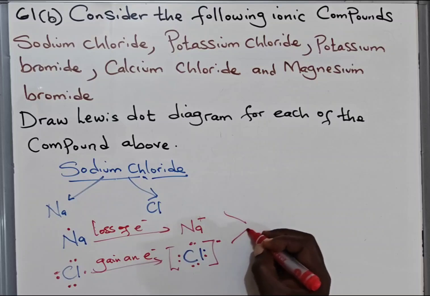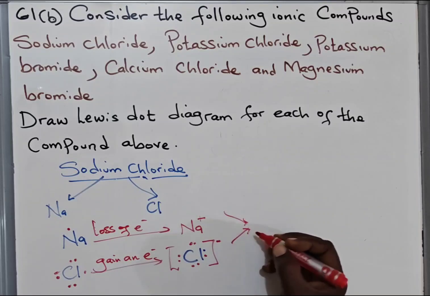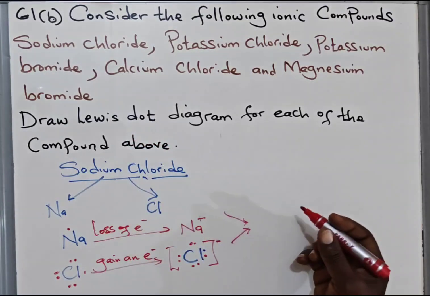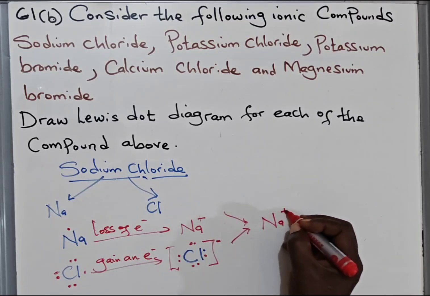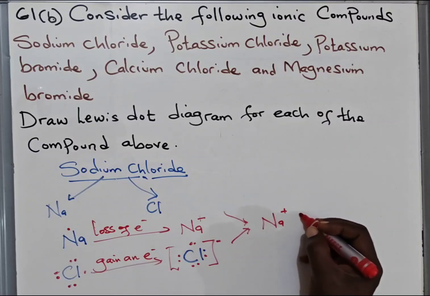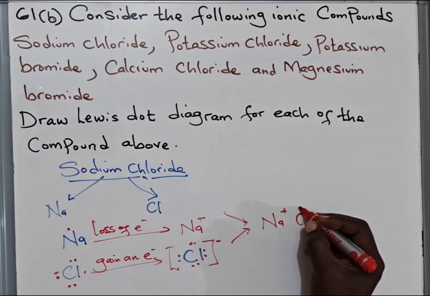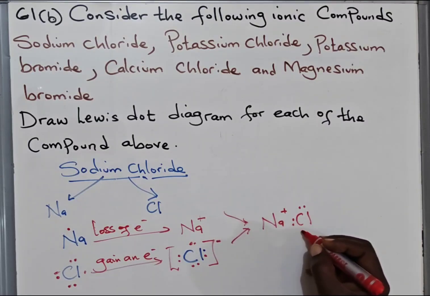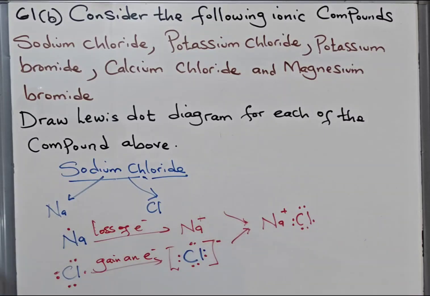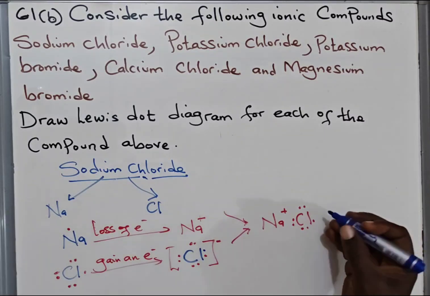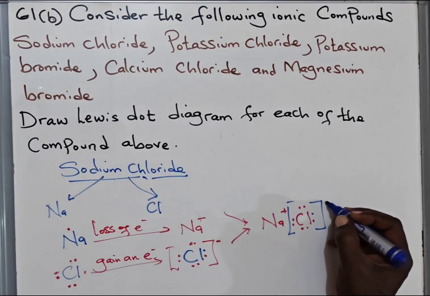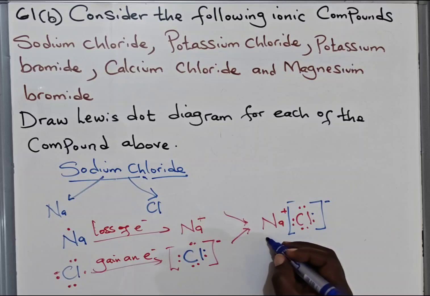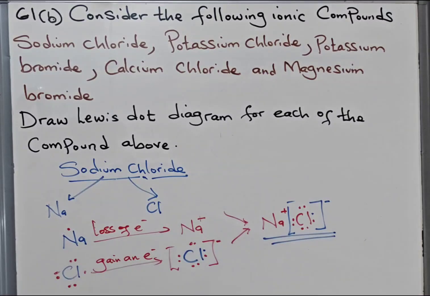So in combining these two, what are you going to get? We are going to have our Lewis dot diagram of the sodium chloride as Na plus, then chlorine with its 8 electrons now, and a bracket around this one, and a negative here. So what we have here is the Lewis dot diagram of sodium chloride.